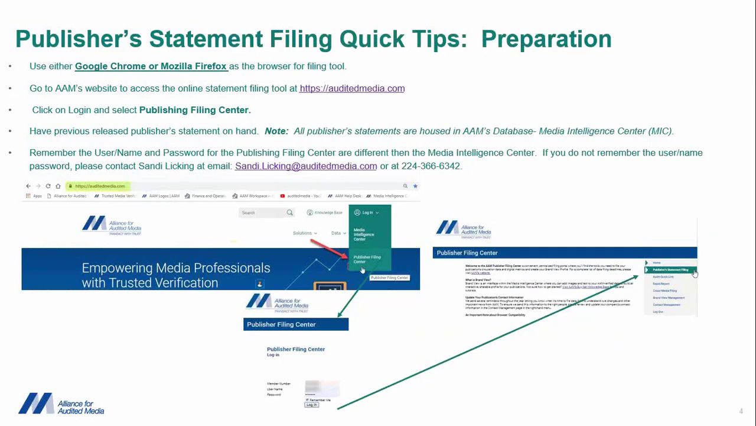Just some housekeeping notes when you get started with the filing tool. The best browsers to use for AAM's filing tool are either Google Chrome or Mozilla Firefox. Also, when you go into the filing center, the credentials you're going to use are specific for the filing center. They are not your Media Intelligence Center login credentials. If you're unsure what your filing credentials are, please contact me. I will be more than happy to provide your credentials for you.